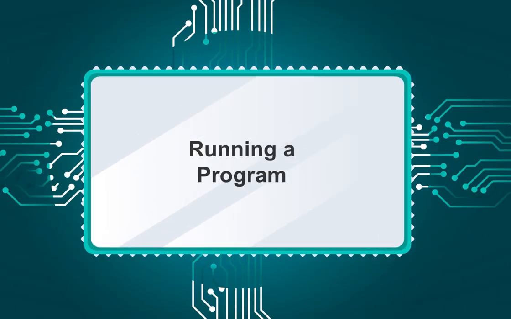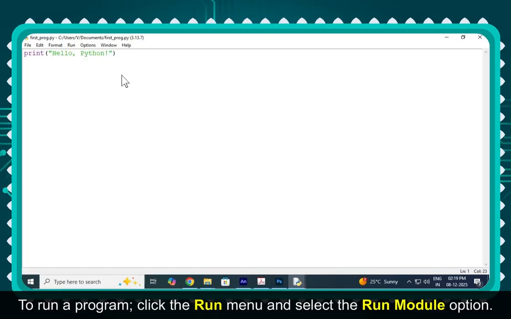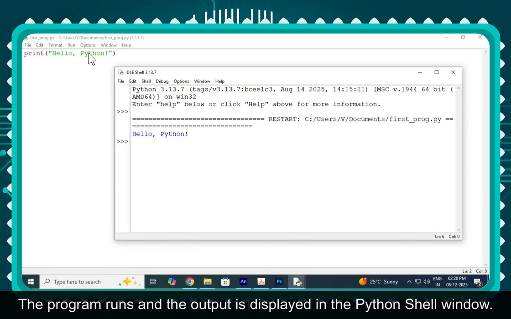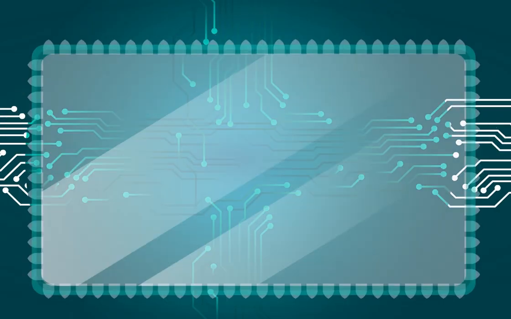Running a program. To run a program, click the Run menu and select the Run module option. The program runs and the output is displayed in the Python shell window.